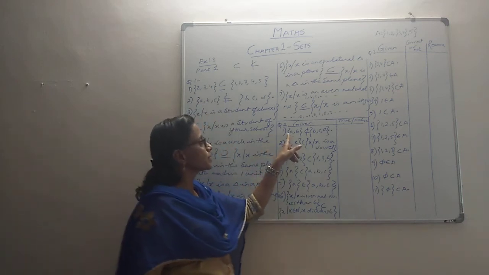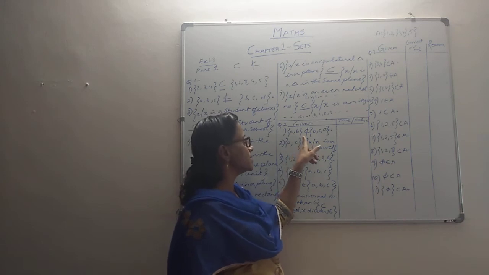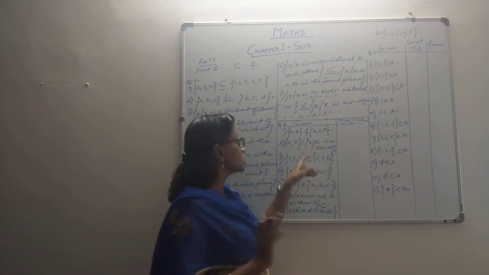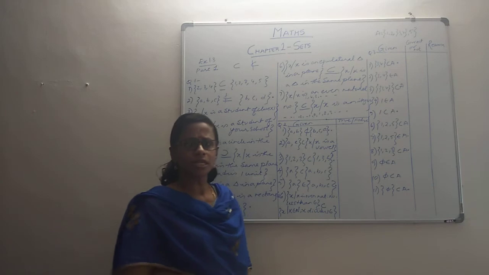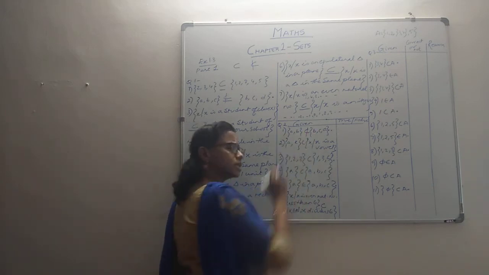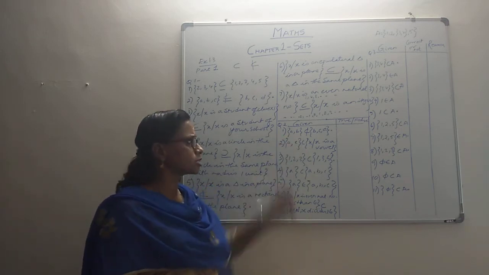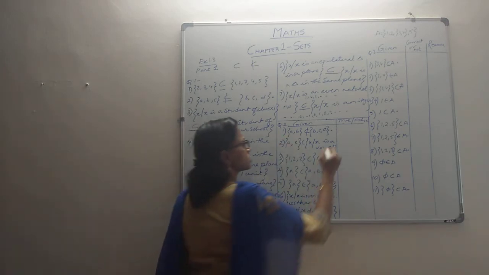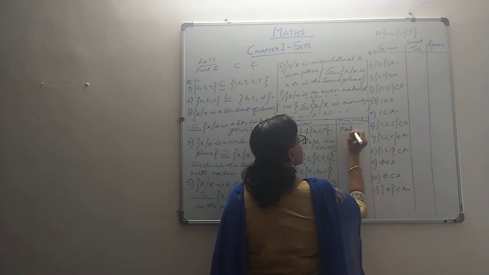First statement, they say there is a set {A, B}. They say it is not a subset of the set {B, C, A}. Why should it not be a subset? Subset {A, B} is a subset of {B, A}. Why are they saying it's not a subset? It's a false statement. So this is false.